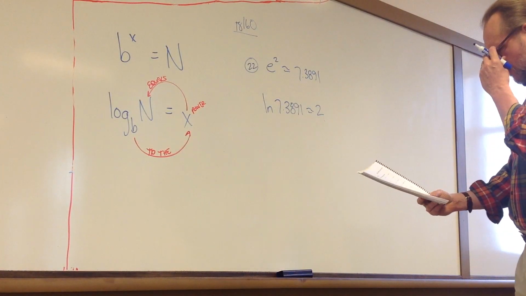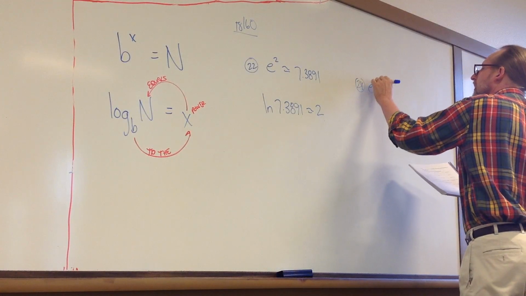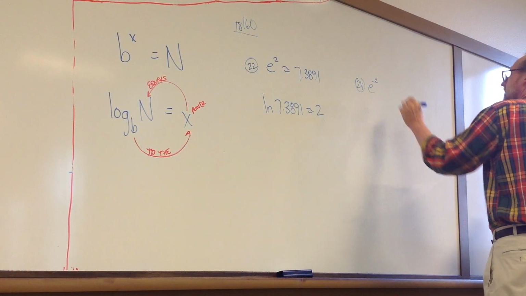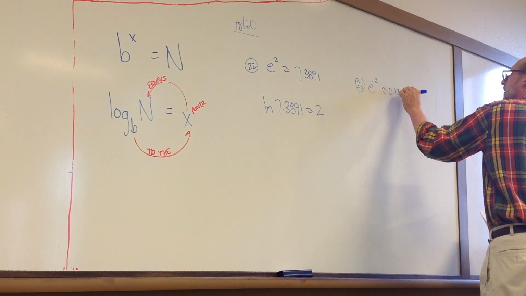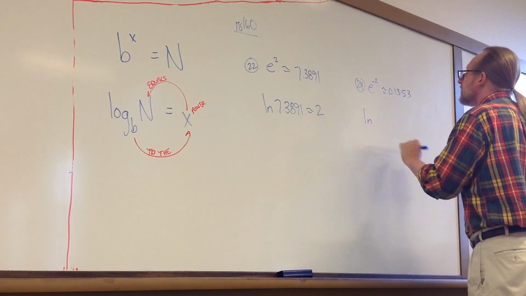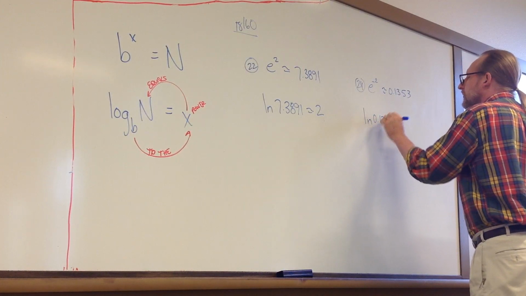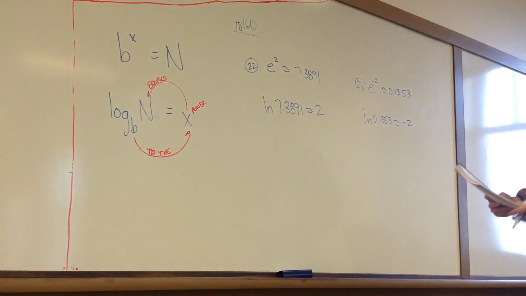And then in problem 24, we've got e to the minus 2 power, and that's going to be about 0.1353. And again here, instead of writing log base e, we write ln. 0.1353 is going to be equal to about negative 2.